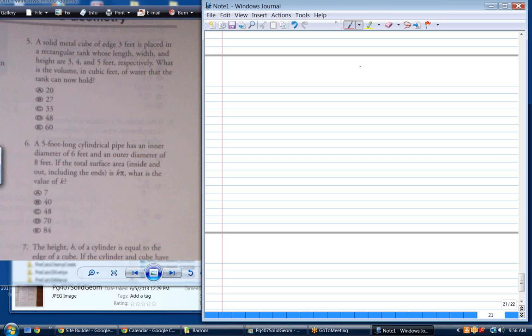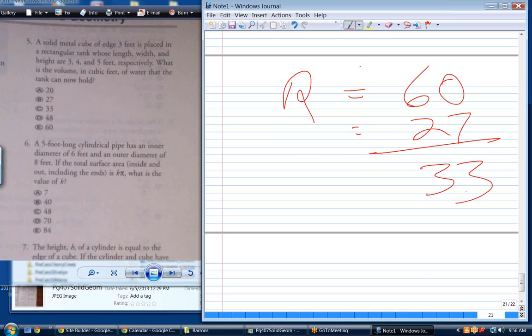Okay, so this one I would figure out the volume of the rectangle, which would be 3 times 4 times 5. So 60, and then minus the volume of the cube, which would be 3 times 3 times 3, 27. So 33. Good. That was easily the best way to do it.